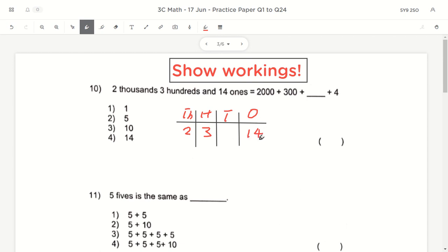Do I regroup the 4? No, I regroup the 1. So the 1 will come over here, become this. And I erase away this 1 over here. So it's 2, 3, 1, 4. So I have 2,000 over here. I have 300. I have my 4 ones. What's missing is my 110. So how much is 110? Basically 10. So the answer is 3. Right? Next one.